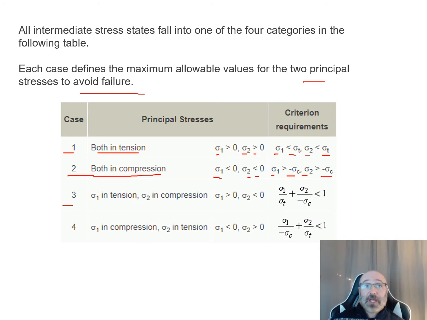Now, for case 3, we have sigma 1 in tension and sigma 2 in compression. So sigma 1 is greater than 0, sigma 2 is less than 0. And we have this relationship here that sigma 1 over sigma t plus sigma 2 over negative sigma c is going to be less than 0. Then we have the reverse case of that where sigma 1 is in compression, sigma 2 is in tension, so sigma 1 is less than 0, sigma 2 is greater than 0, and sigma 1 over negative sigma c plus sigma 2 over sigma t is going to be less than 1.